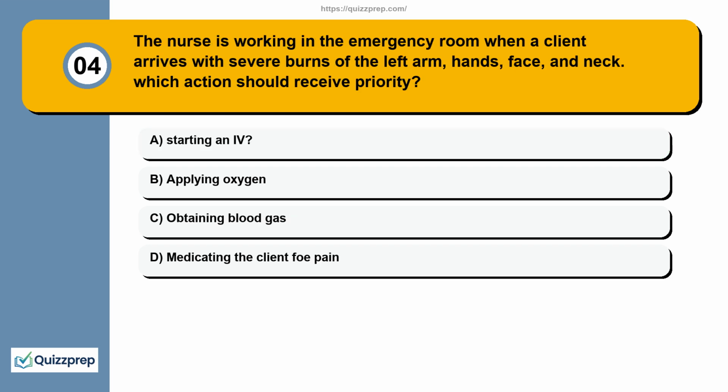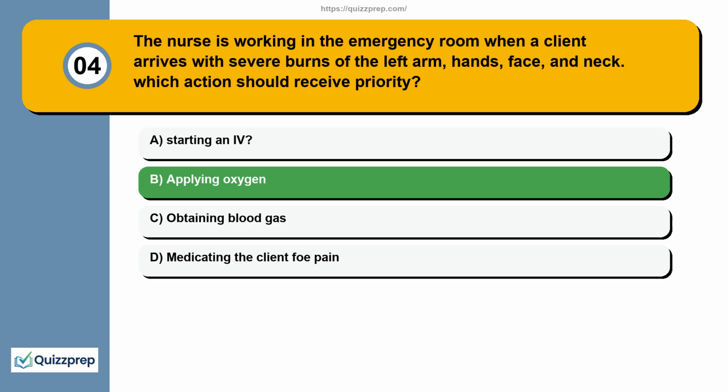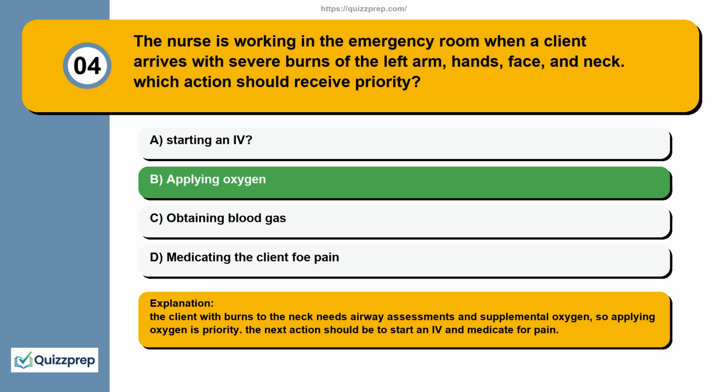Question 4. The nurse is working in the emergency room when a client arrives with severe burns of the left arm, hands, face, and neck. Which action should receive priority? Starting an IV, applying oxygen, obtaining blood gas, medicating the client for pain. The client with burns to the neck needs airway assessments and supplemental oxygen, so applying oxygen is priority. The next action should be to start an IV and medicate for pain.